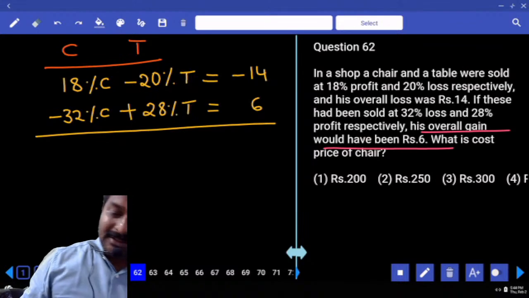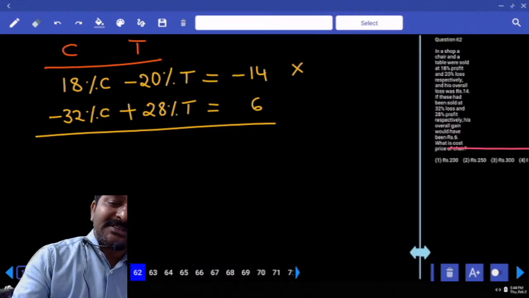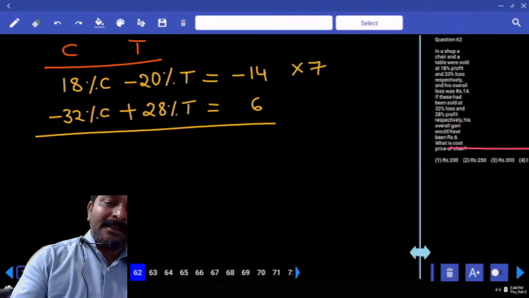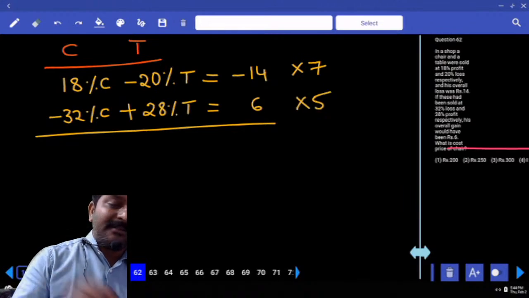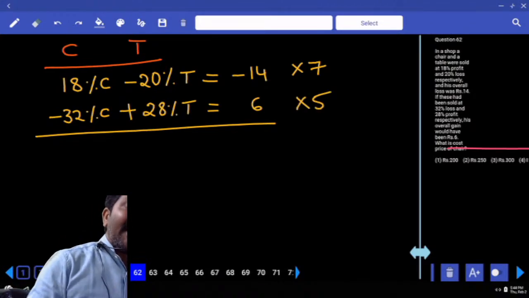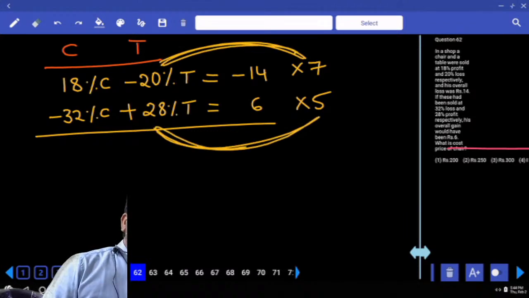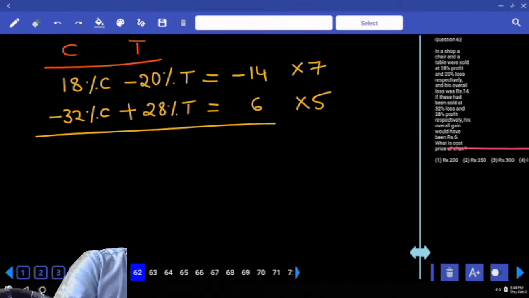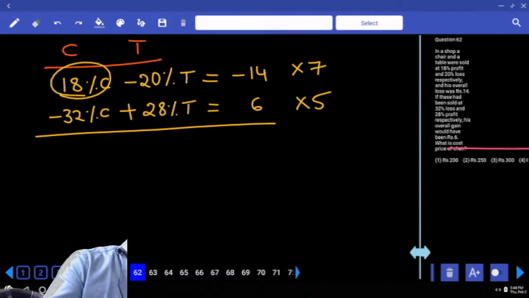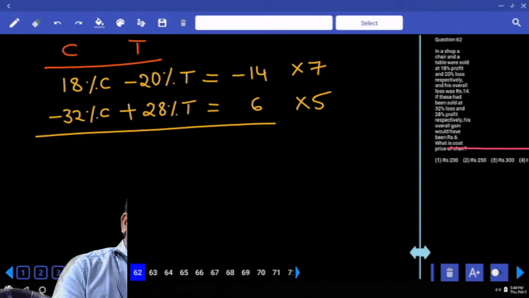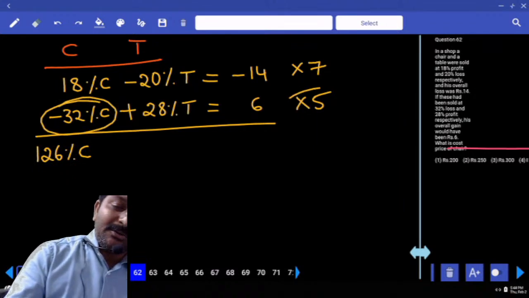140. That means multiply the first equation with 7, the other equation with 5. Then directly add. Here you will get minus 140, here you will get plus 140, both get cancelled. 18 times 7, 126% of C. Minus 32 times 5.